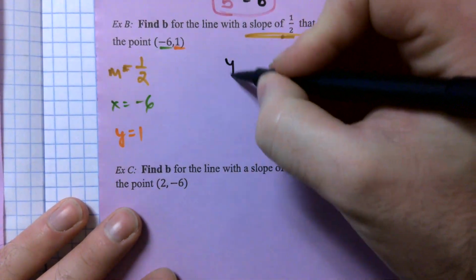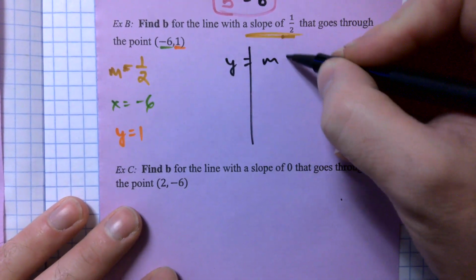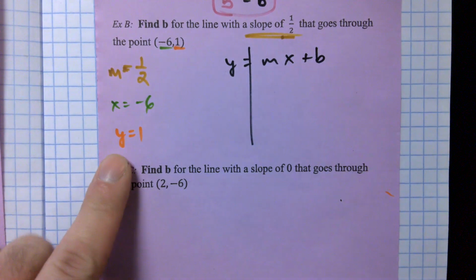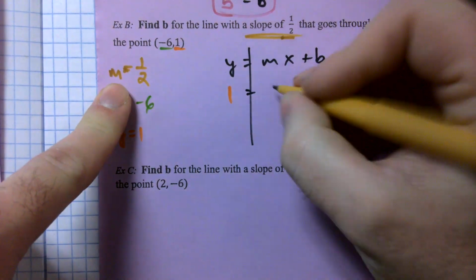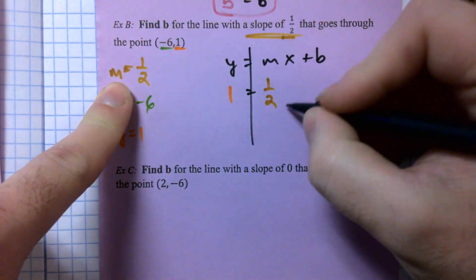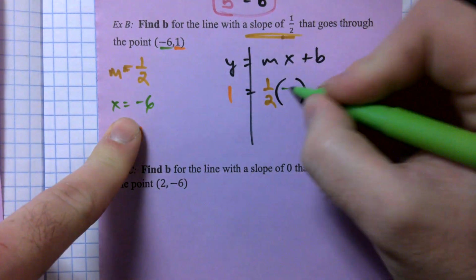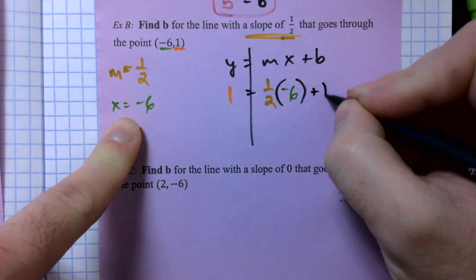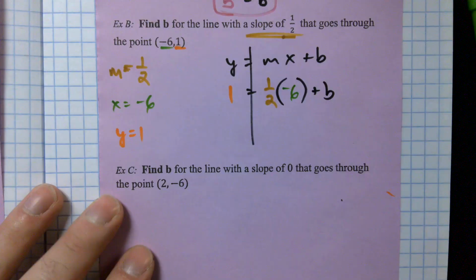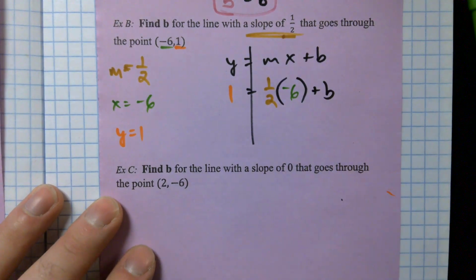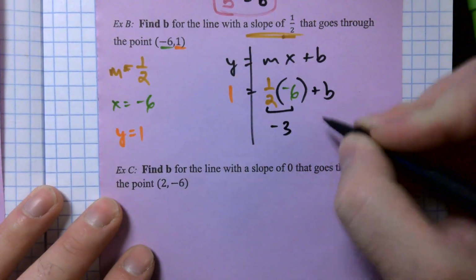So when I set up y equals m times x plus b, I'm going to plug in 1 for y, 1/2 for m, and -6 for x. And then I'm going to solve for that b. Like I said, what's half of 6? 3. So what's half of -6? -3.